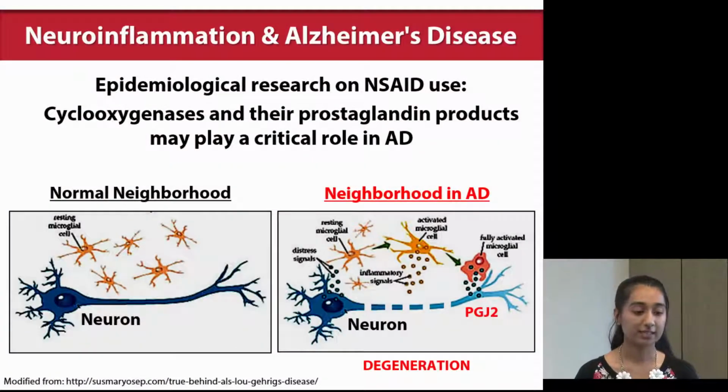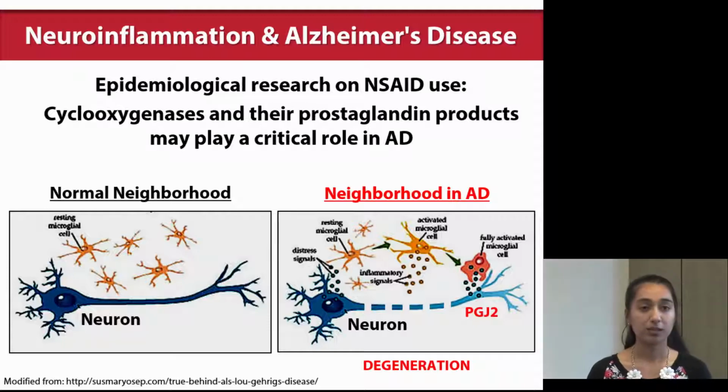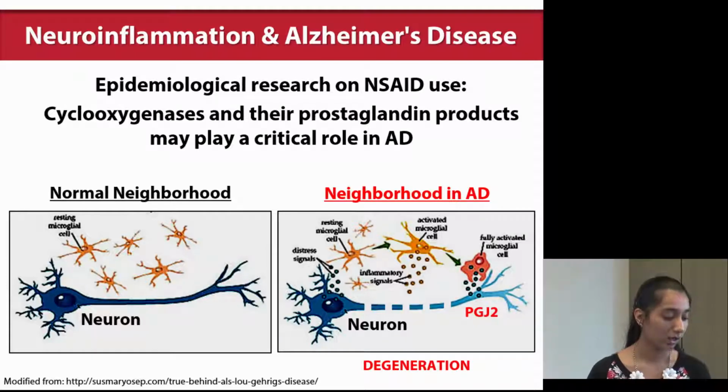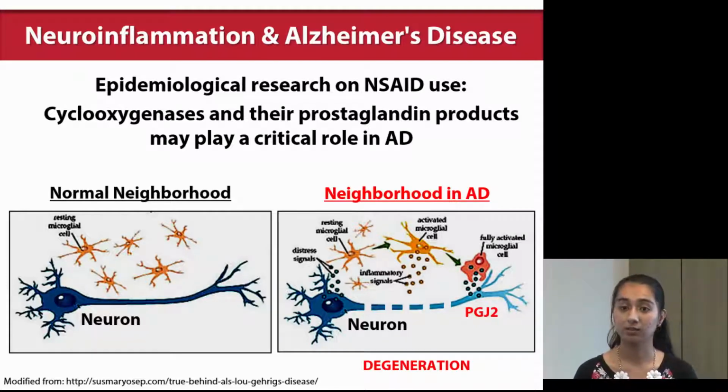Epidemiological research on NSAID use says that cyclooxygenases and their prostaglandin products may play a critical role in Alzheimer's disease. Because when the beta amyloid plaques start forming, the use of NSAIDs is no longer effective, because they actually have an inhibitory effect on the chronically activated microglial cells.